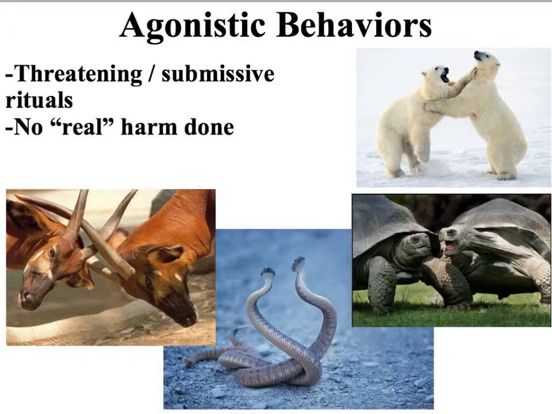Our next type of behavior is agonistic behaviors. And this is related to the next thing we'll talk about, which is dominance hierarchy. So what agonistic behaviors are is they're threatening or submissive rituals. And typically in here, it's not a fight till the death, and there's not too much harm usually done. What are they fighting for? Usually it's for some limiting resource, where the winner gets more of that resource, or maybe all of that resource, and the loser gets less or none.